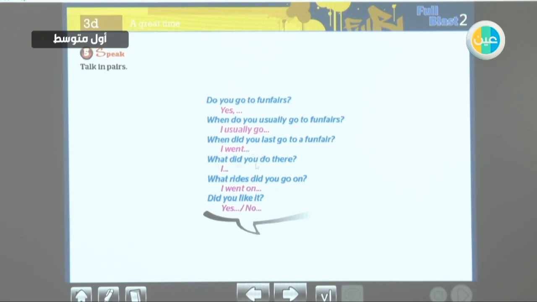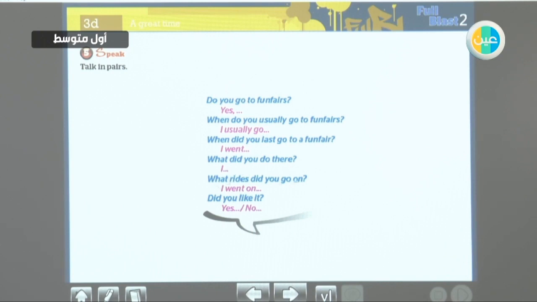What did you do there? What did you do at the fun fair? What do people usually do at fun fairs? For example, you can say, I played a roller coaster, or I had ice cream, I had fun with my friends, and so on.